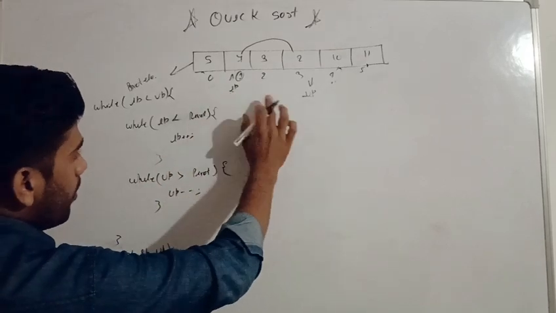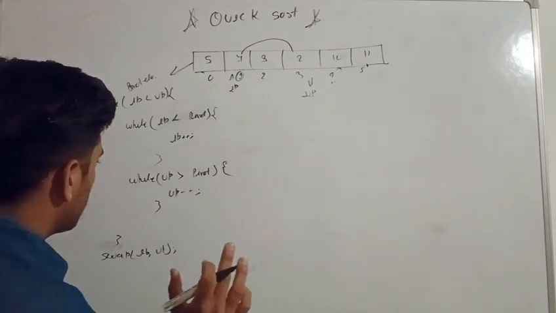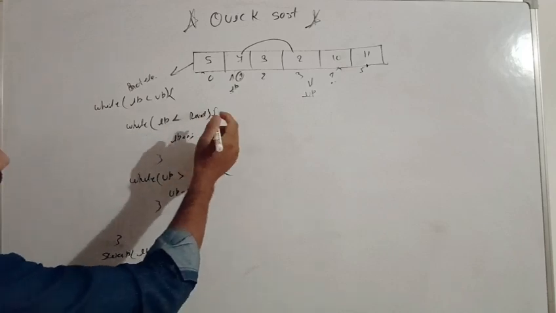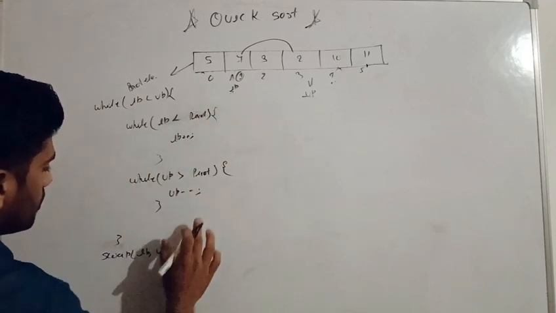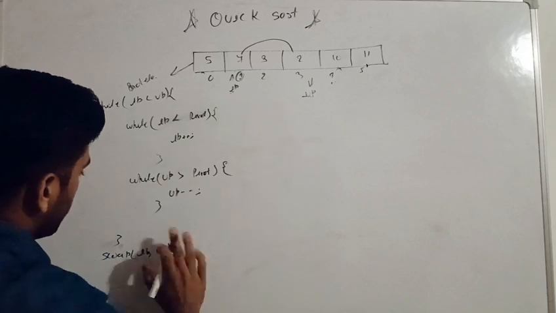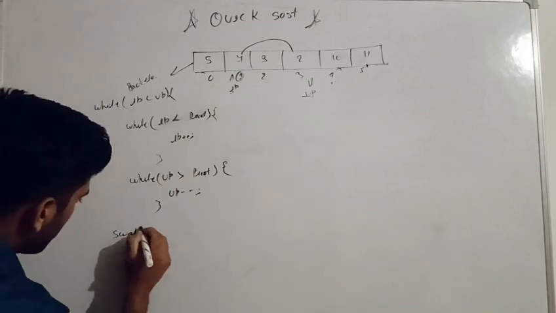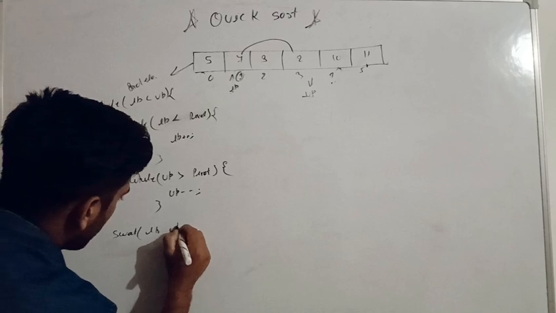When the upper bound and lower bound have crossed, that time it will be swapped under the while loop, then we swap lower bound and upper bound.